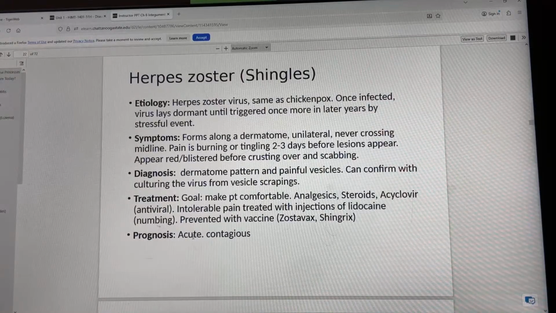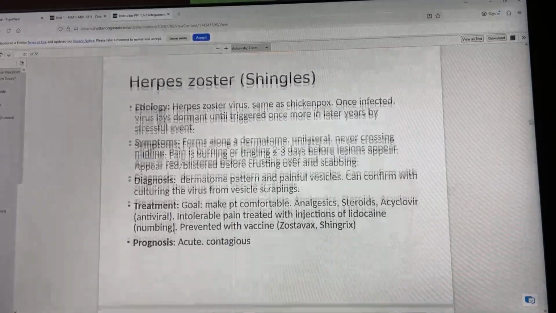Prognosis for this is acute, so it's not chronic. You get it, it might last a couple weeks if you get the disease, and then it'll go away. It is contagious, so if you are around people that have it, try not to touch them, right, because it is contagious. All right, this is kind of a weird one.